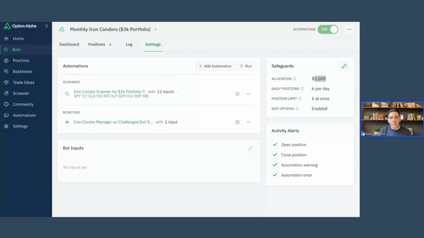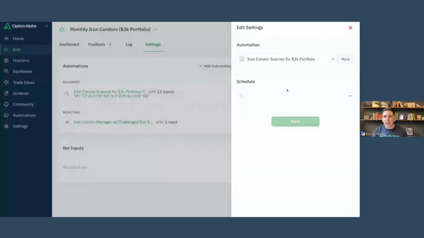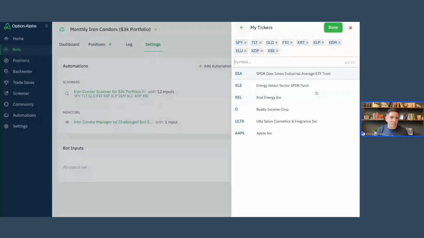$3,000 allocation, 6 positions at one time. These are my tickers: SPY, TLT, GLD, FXI, XRT, XLP, EEM, XLU, XOP, XBI. I think there's actually a couple more there that I have. I think it actually has more than that. Yeah, I do 10. So I do the first 6 of these, whatever ones I find. Best first 6 positions every month, right?